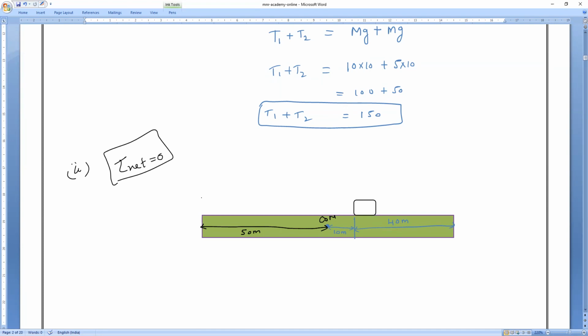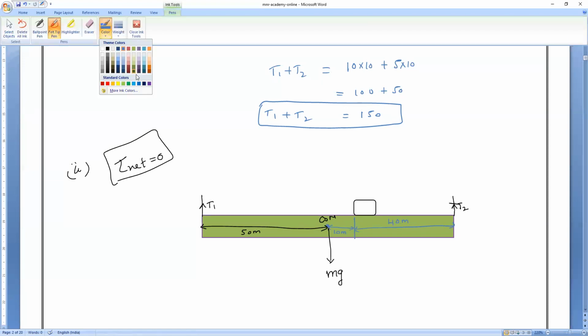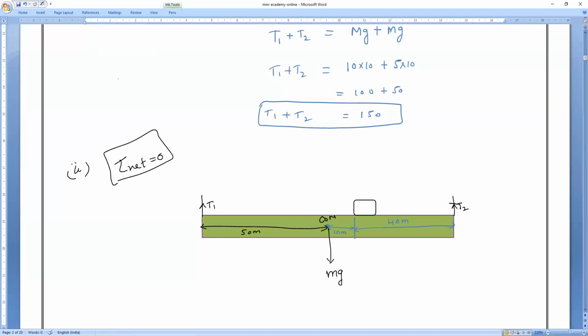Now one tension T1 is acting in the upward direction, and this tension T2 is also acting upward. And at the center, something is acting in the downward direction. What is that? Weight of the body, acting downward. Now, all of you observe very carefully. Here only you have to be very, very careful.